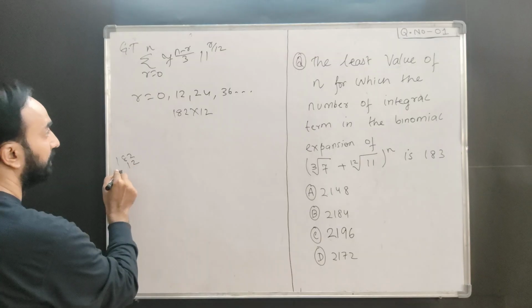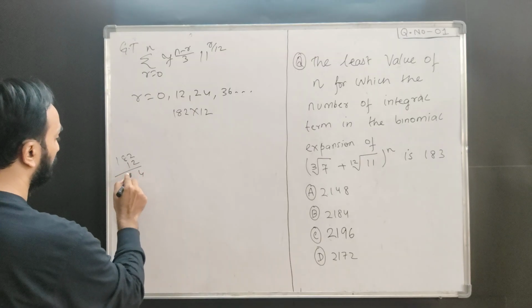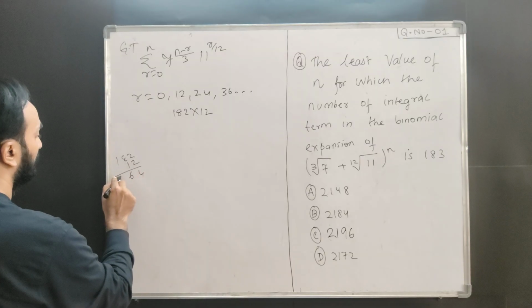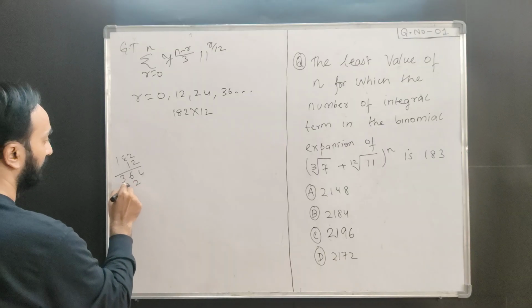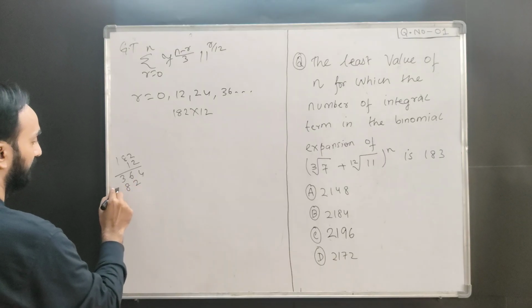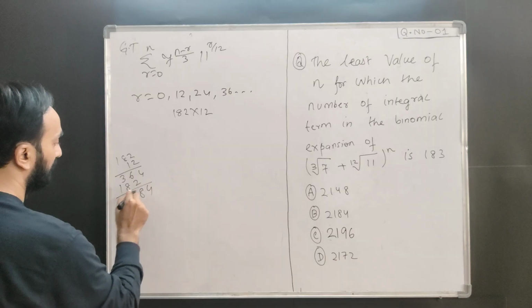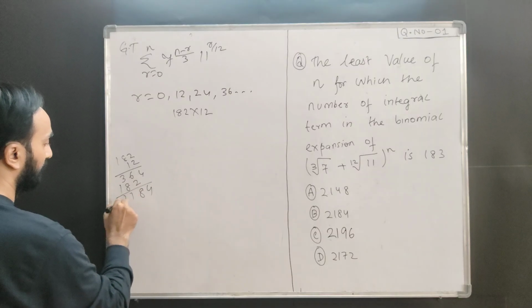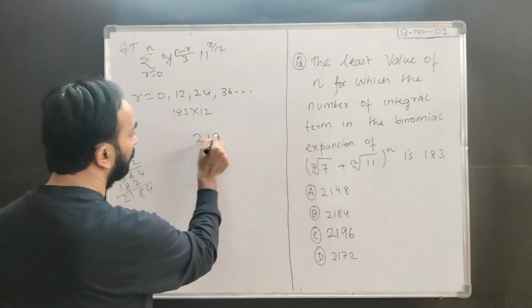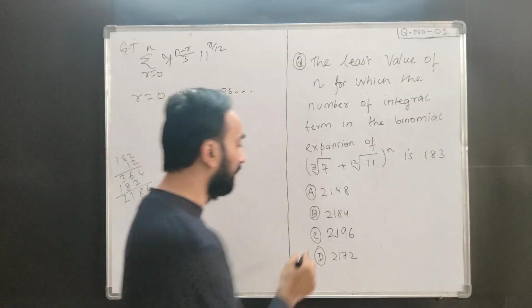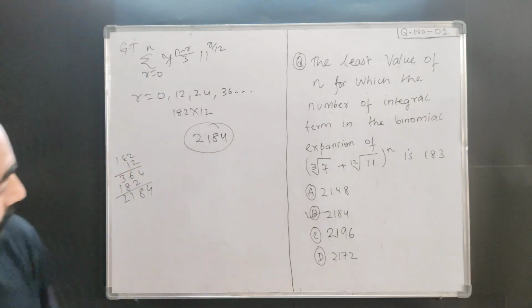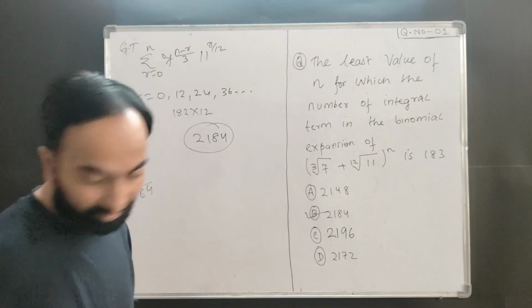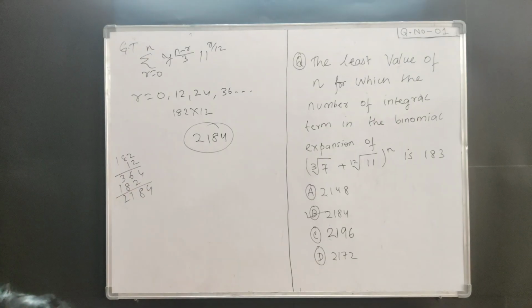182 into 12: 2 2s are 4, 2 8s are 16, 2 1s are 2, so this becomes 2184. So the option here will be B, the minimum value of n. Now we'll move to the next question, and that is question number 2. Just see what is question number 2.